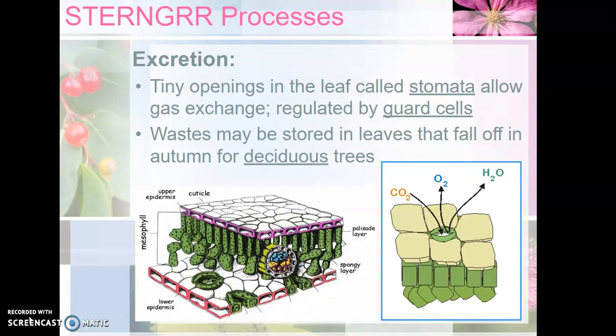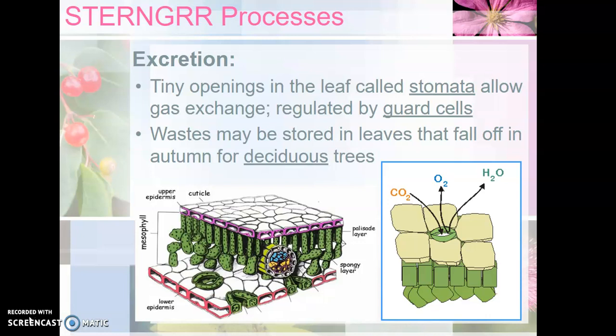Excretion is next. Excretion means to get rid of. Leaves have tiny little openings that are microscopic, called stomata. These tiny little openings are holes or pores, and they allow gases to go in and out of the plant. So look at the diagram. You can see carbon dioxide going in. Plants need that for photosynthesis. You can see oxygen going out. Plants make that in photosynthesis. And that opening is regulated, opened and closed, by the action of the two green guard cells on either side.